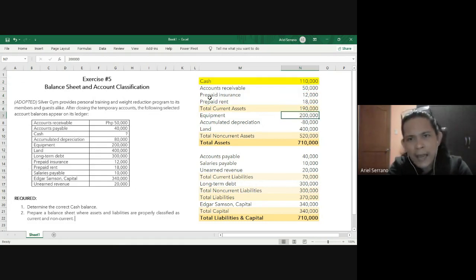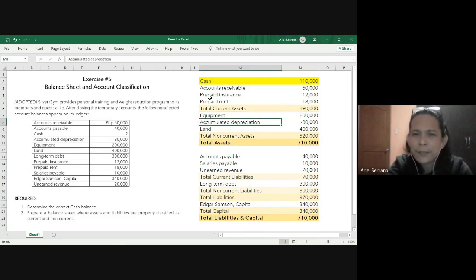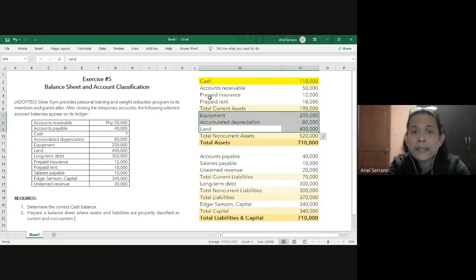Your non-current assets will be your equipment, less your accumulated depreciation, and then the land. They are those that will fall under your non-current asset category.